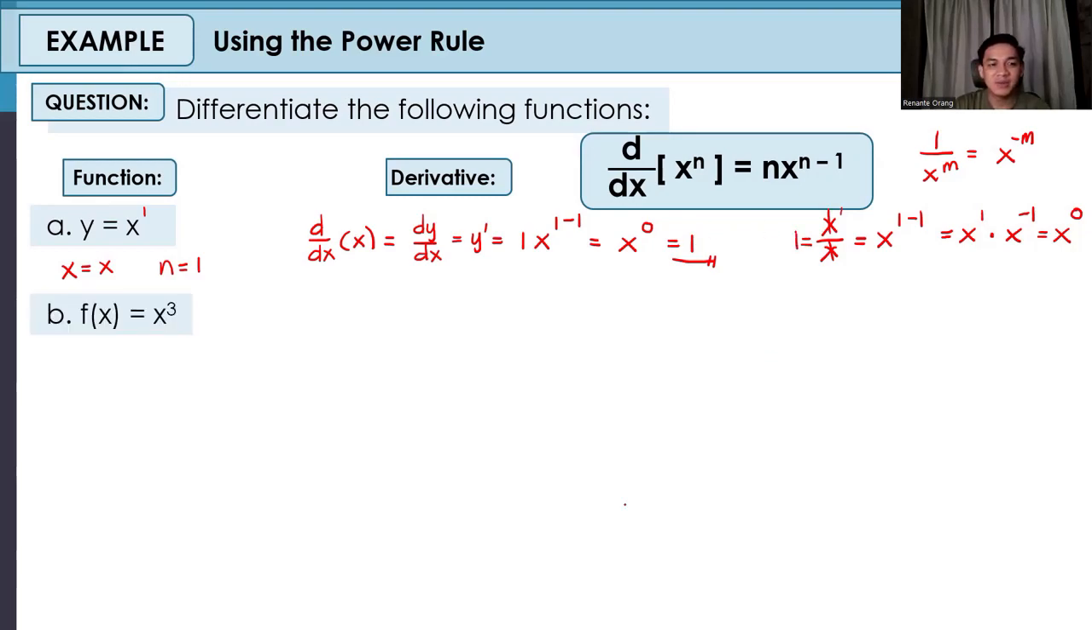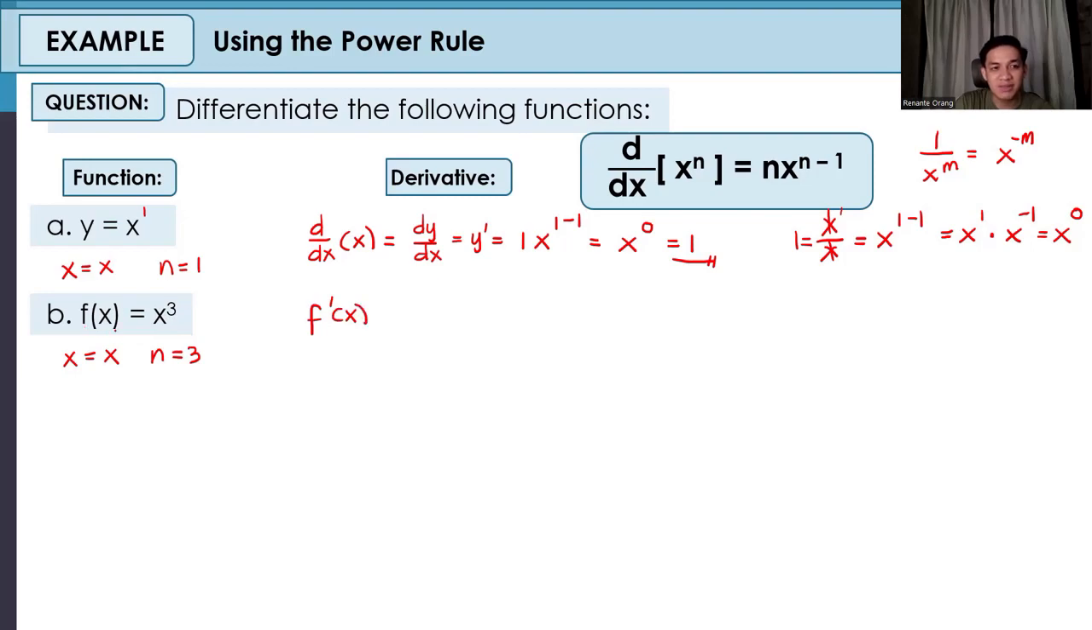For our letter B, we have f of x is equivalent to x cubed. So, same steps po yung gagamitin natin. First is define our x. Sino yung may exponent? Si x. So, lagay natin x is equivalent to x. Next is what is our exponent n? That is equivalent to 3. So, lagay natin dito f prime of x.